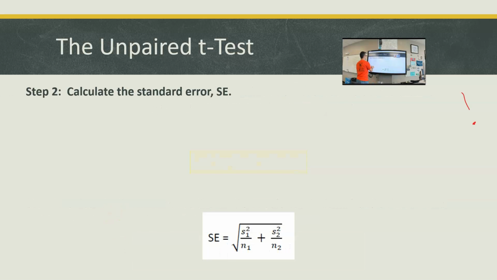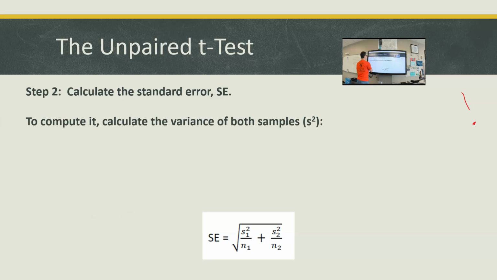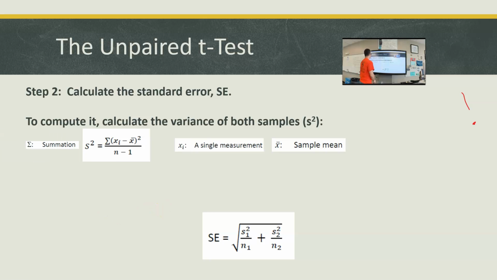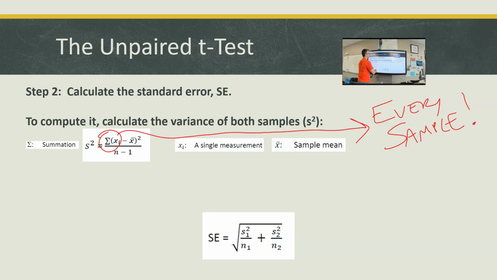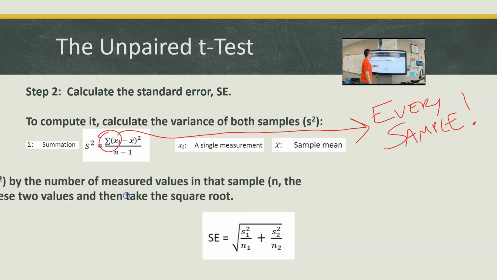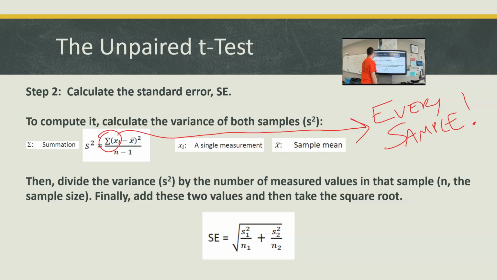Step 2, calculate the standard error, which you can see the calculation for down here. You have to calculate the variance first of both samples. The variance is the S squared value, and that's equal to the sum of each numerical value minus the average, squared, divided by n, the number of samples, minus 1. You have to do this for every sample. Then divide the variance by the number of measured values in that sample, n, the sample size. Finally, add these two values and take the square root.